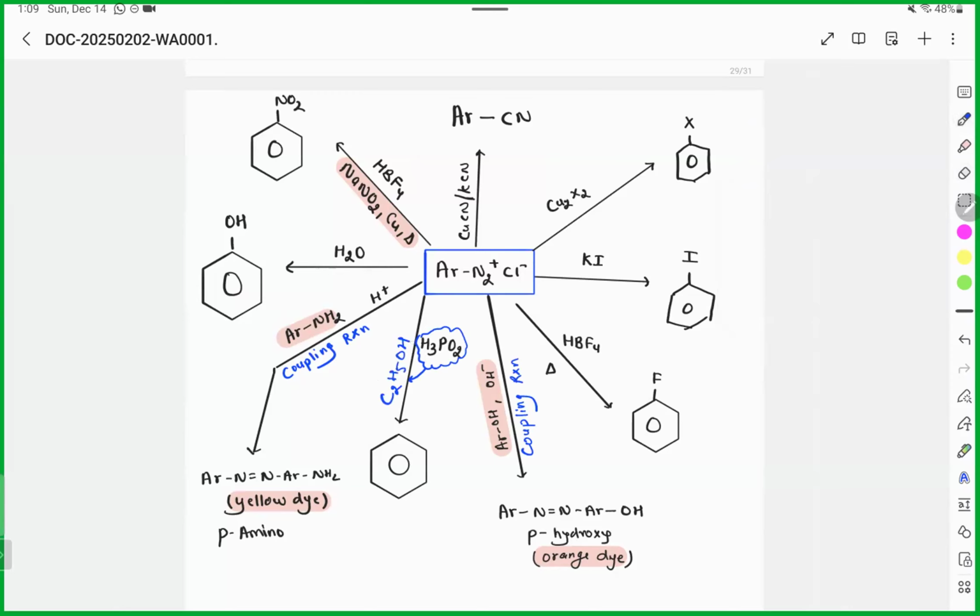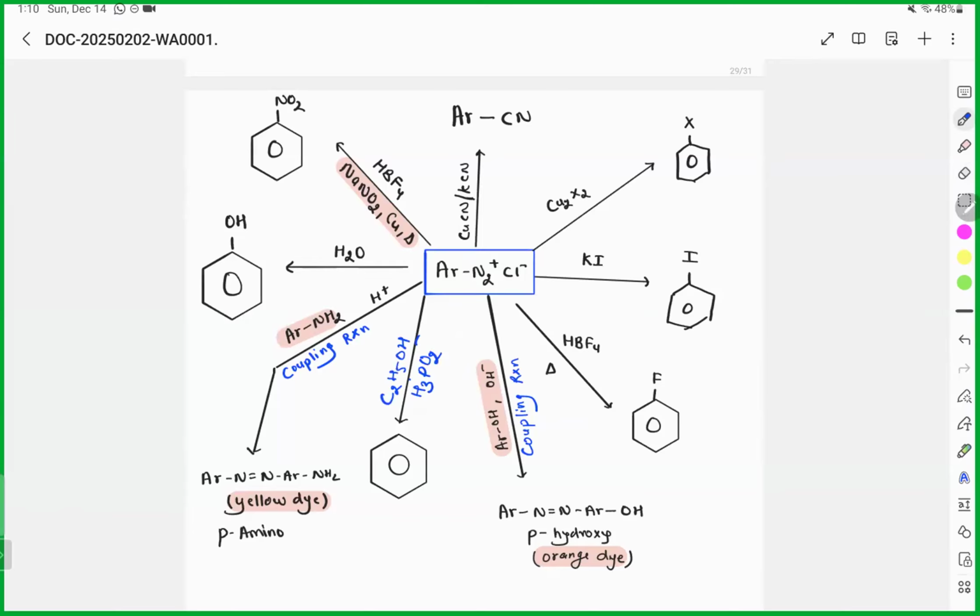Does that make sense? Yes, sir. And sir, I had a question. If there is an influencing group in the phenol, like here only phenol was there, but in our question there was an oxymethyl group also attached to it, then what? Oxymethyl group is a donating group, so again it is para directing.